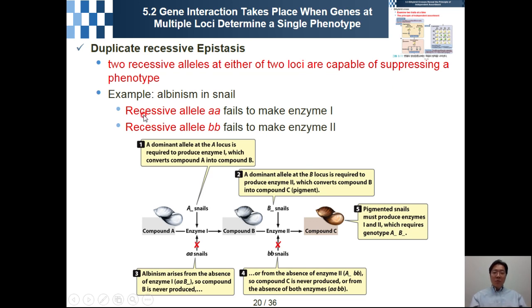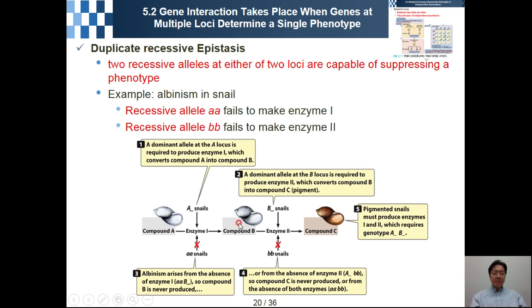But when they have the recessive allele small aa, they fail to make enzyme 1. If they have another recessive allele, small bb, they also fail to make enzyme 2. Let's go to here. So this is the snail. In this snail, they don't have any color. And this snail also doesn't have any color. This one has a color, brown.